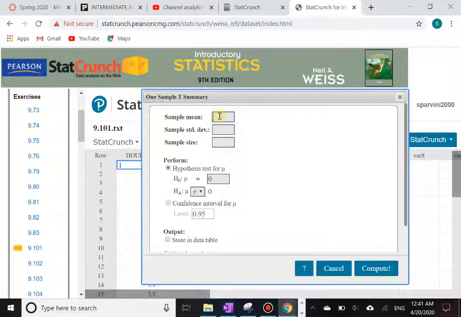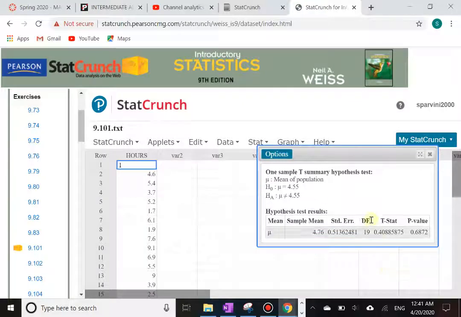And this is the summary information it's asking for. The sample mean was 4.76, the sample standard deviation was 2.297, and the sample size was 20. So there you go. This is what we mean by summary statistics. It's a summary of information that the actual data points revealed. Now here we're going to test the hypothesis. The hypothesized value was 4.55 against the alternative. The alternative in this case, remember, was the two-tail alternative. Compute, and there you have it.